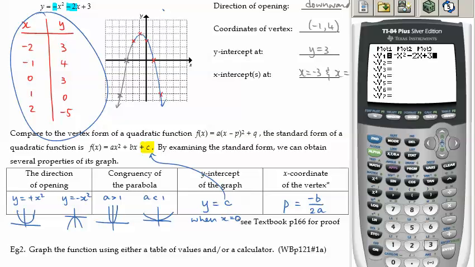Once I have the equation entered, I can graph the parabola. When I press graph, oops, my window is not very nice. Let me change it back to a regular size window. If I go back to Zoom Standard and choose option number 6 here, I will see the shape of my parabola.